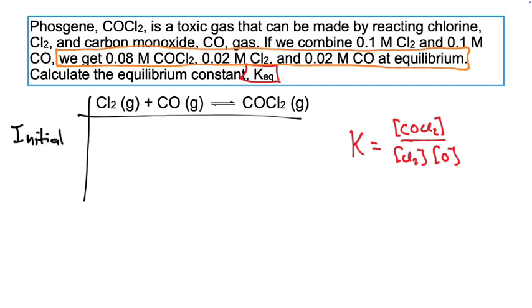What is the initial concentration of Cl2? 0.1. What's the initial concentration of our carbon monoxide? 0.1. What's our initial concentration of our COCl2? 0. So there's our I. We have a C next. What's the C stand for? Change.